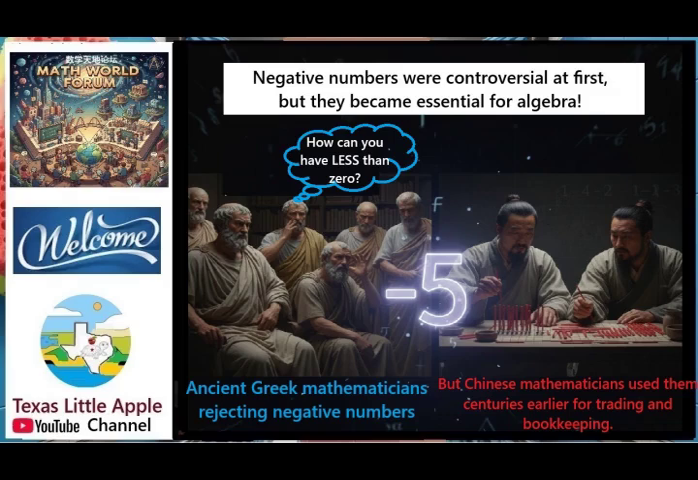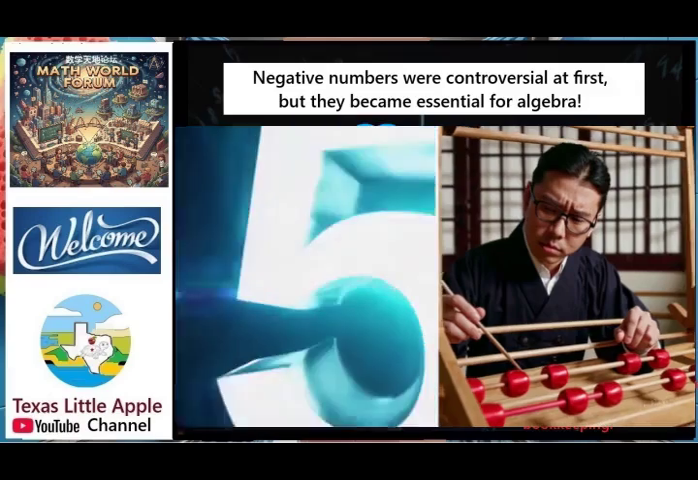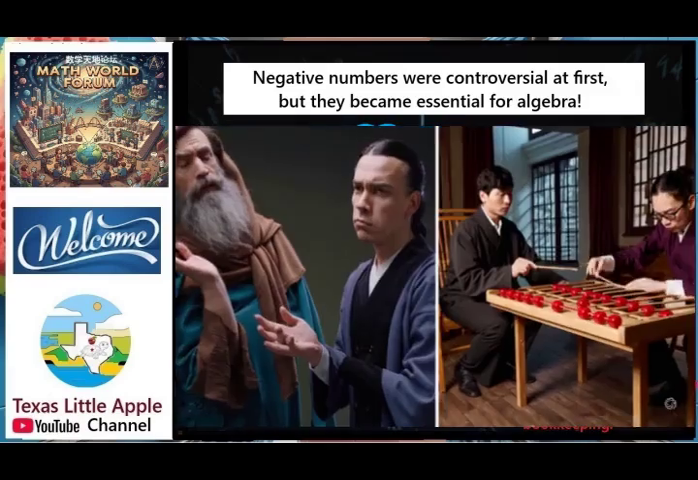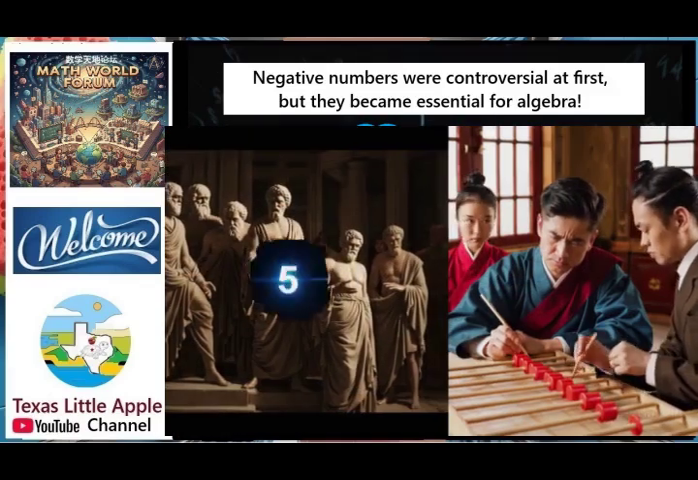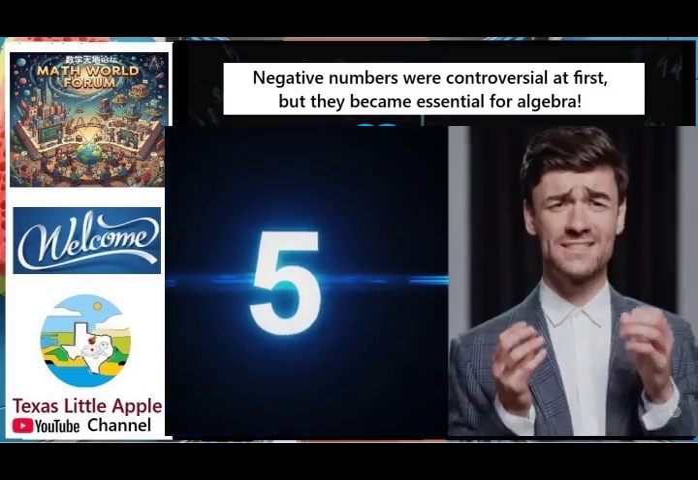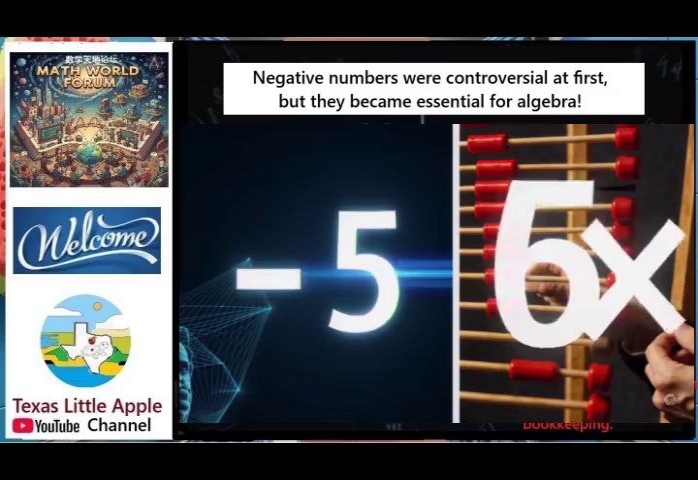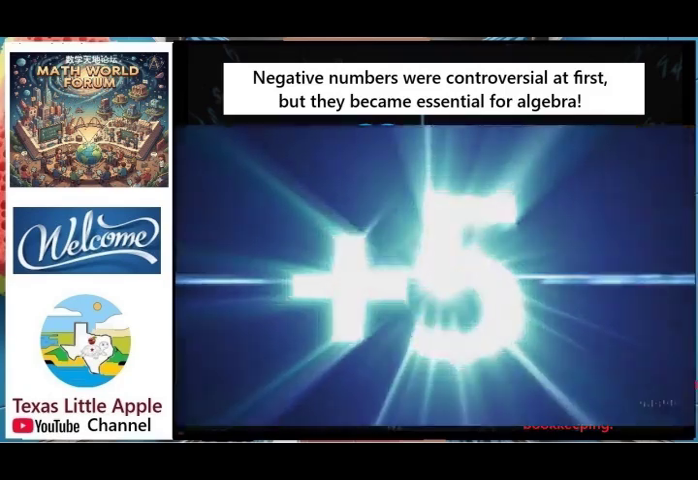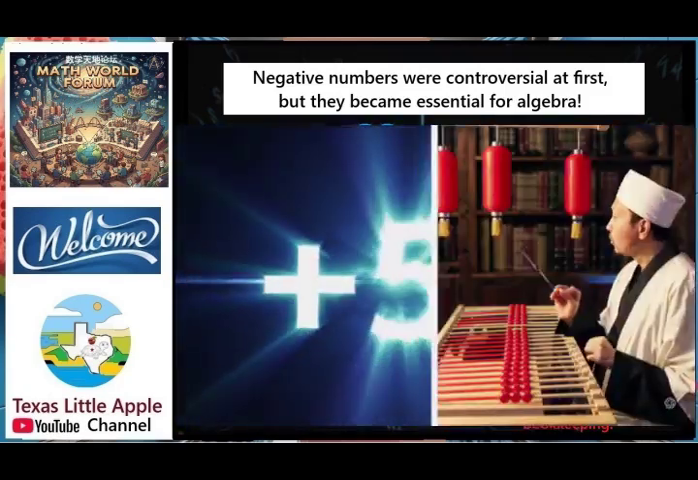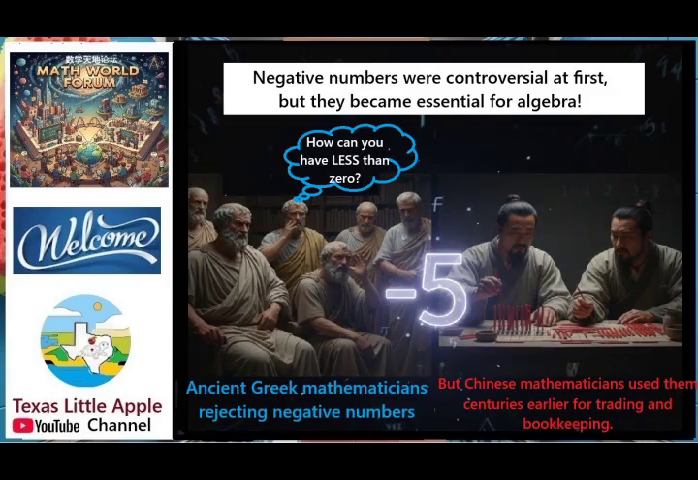Negative numbers originally caused confusion and were rejected by many Greek mathematicians. How can you have less than nothing? They asked. European mathematicians avoided them. But Chinese mathematicians used negative numbers centuries earlier for trading and bookkeeping. Eventually, negative numbers proved essential for solving algebraic equations, giving birth to the next big family of integers, such as -3, -2, -1, 0, 1, 2, 3, and so on.